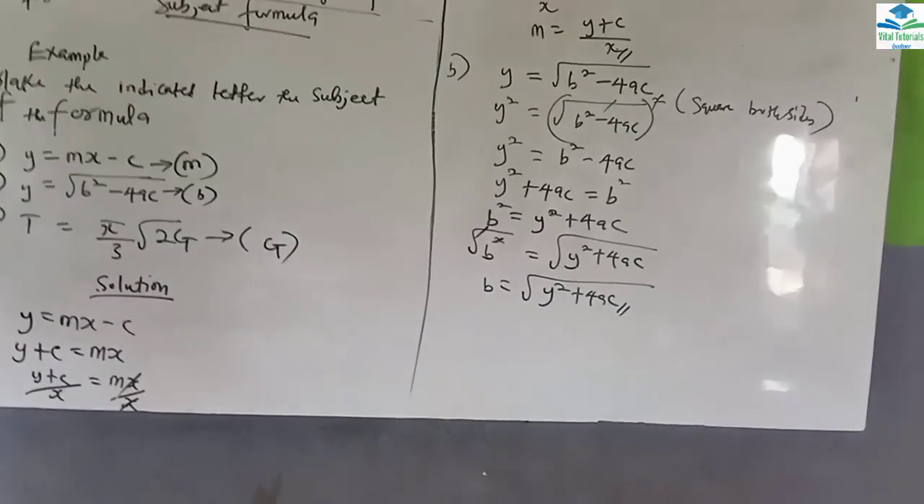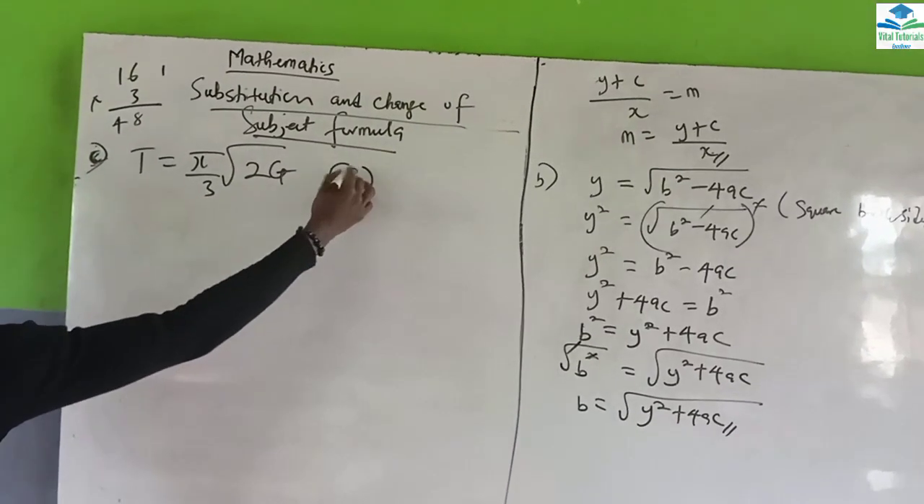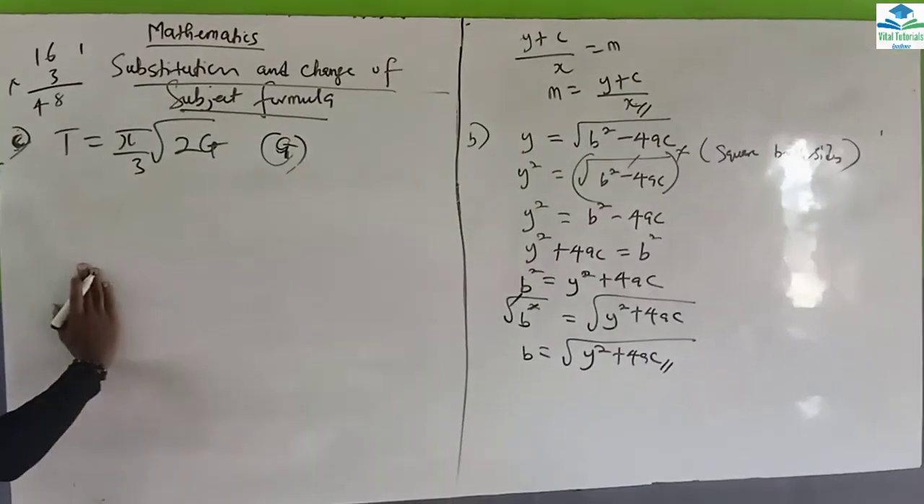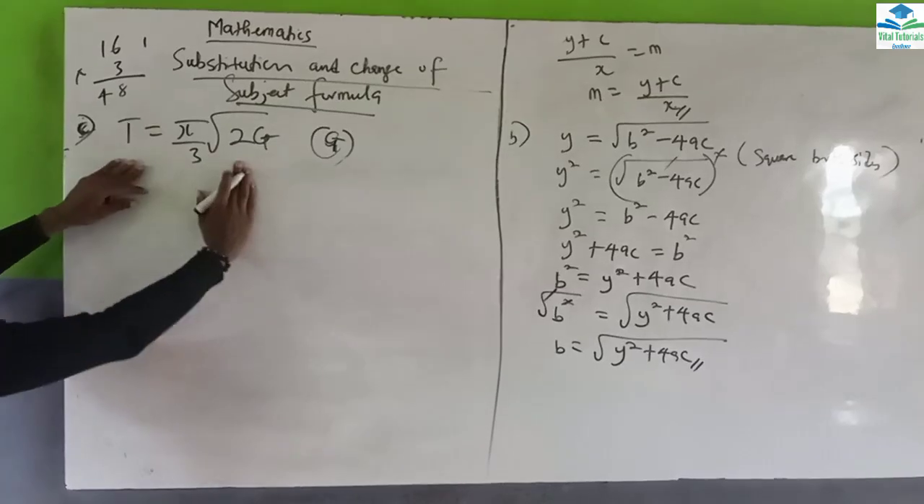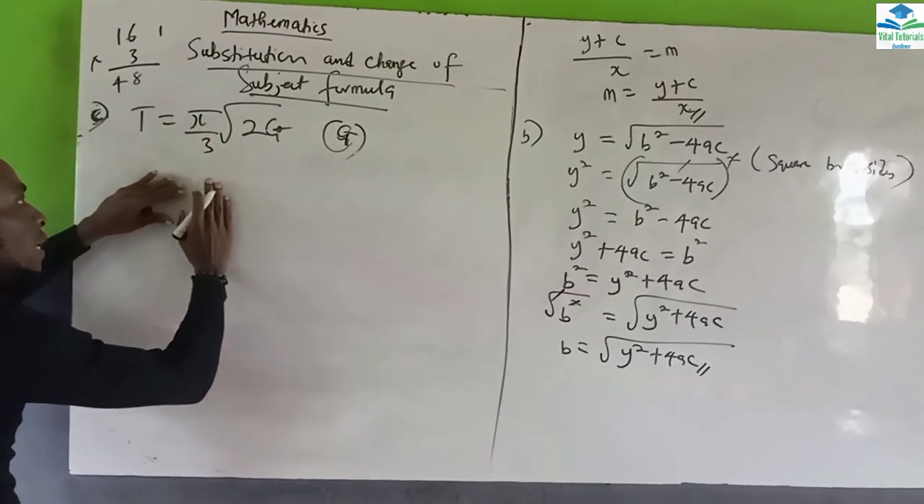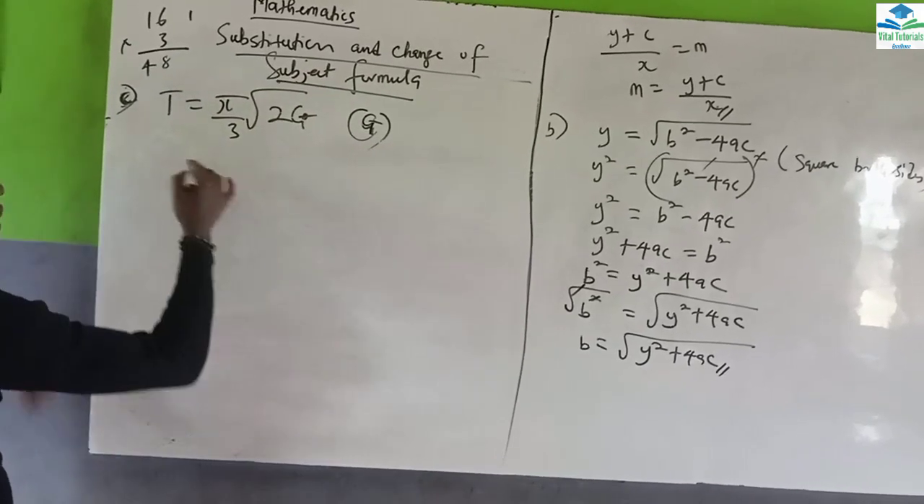That's for that. Okay, now here I want to make g the subject. We want g to stand alone. First thing you have to do, look at both sides. You can see that there's a square root here. Whenever you have a square root, you always have to remove it. And to remove a square root, just say square both sides.